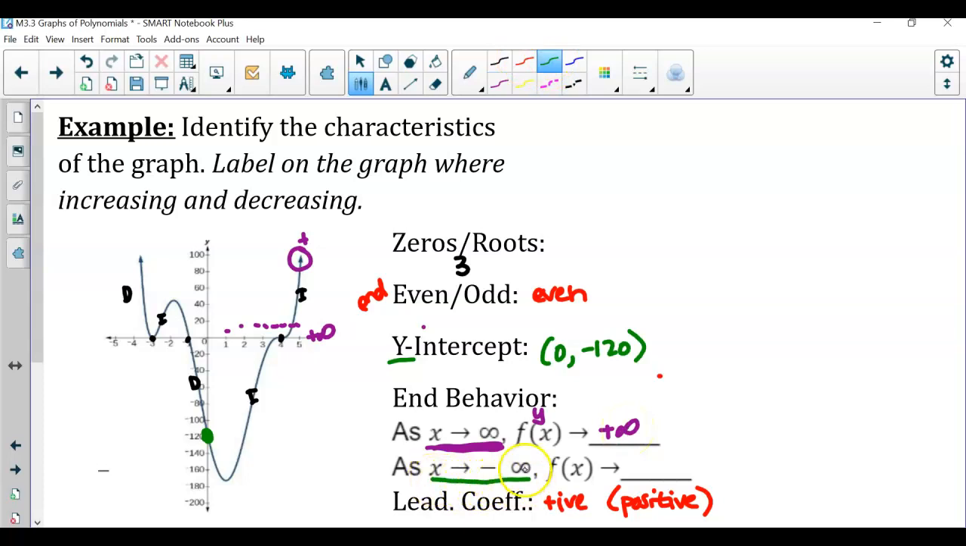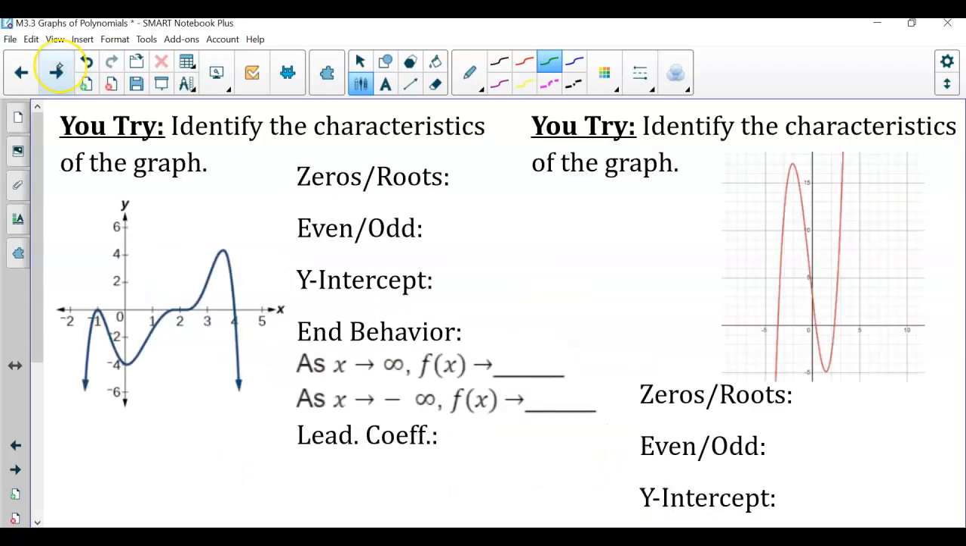Versus as our x values are approaching negative infinity, going on and on and on to negative infinity, notice here how the graph is still going up towards positive infinity. So our y values, our f of x values, are continuing on up towards positive infinity. Go ahead and pause the video and try these two, and let's see what you get.